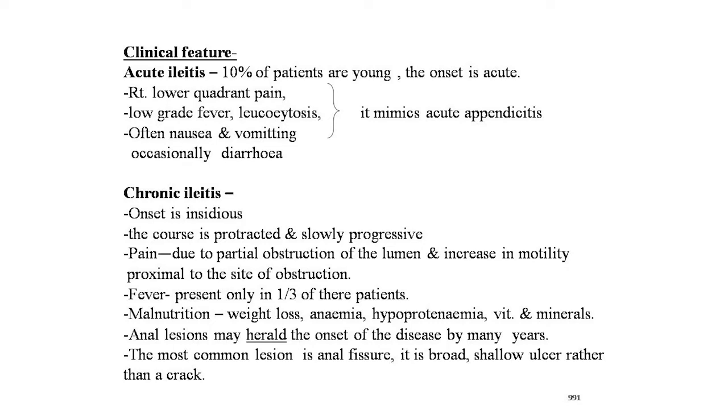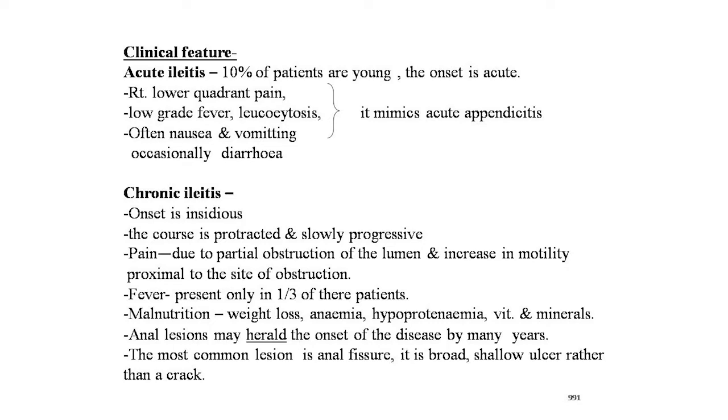Now chronic ileitis: onset is insidious, the course is protracted and slowly progressive. Pain is due to partial obstruction of the lumen and increased motility proximal to the site of obstruction. Fever is present in only one third of patients. There is malnutrition, weight loss, anemia, hypoproteinemia, and vitamin and mineral deficiencies.